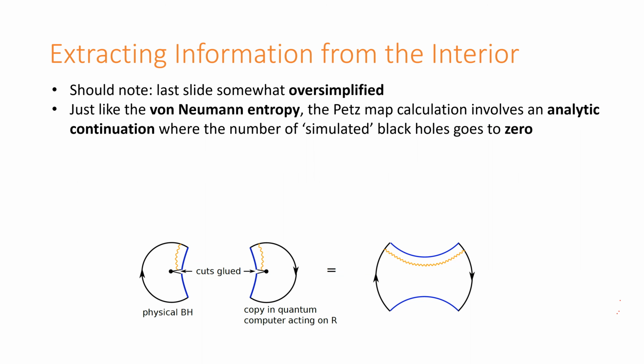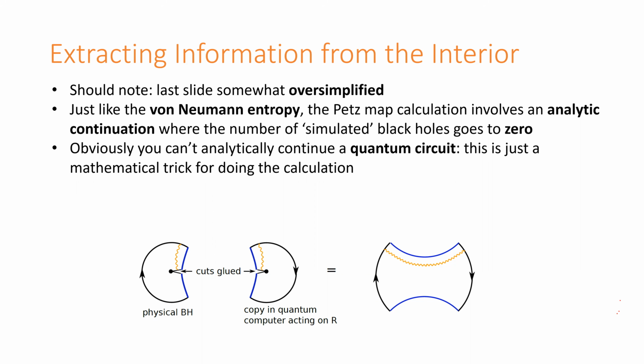Sorry, so is the end result that you have an operator acting on the Hawking radiation degrees of freedom that effectively reconstructs a local operator inside the black hole? Yes. That's accurate.